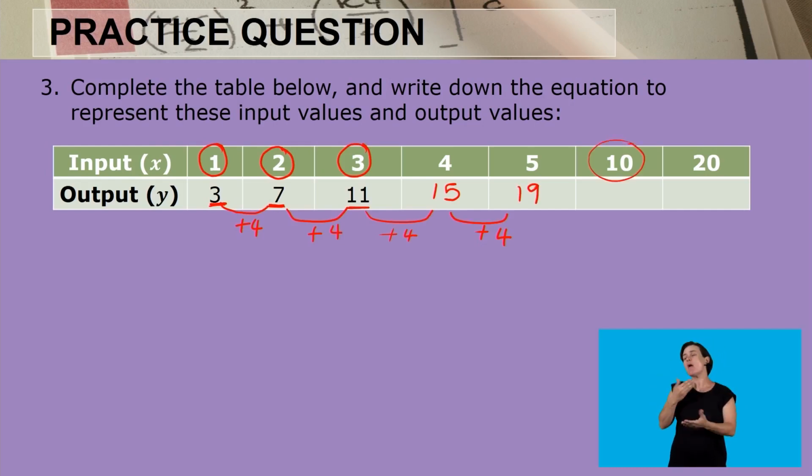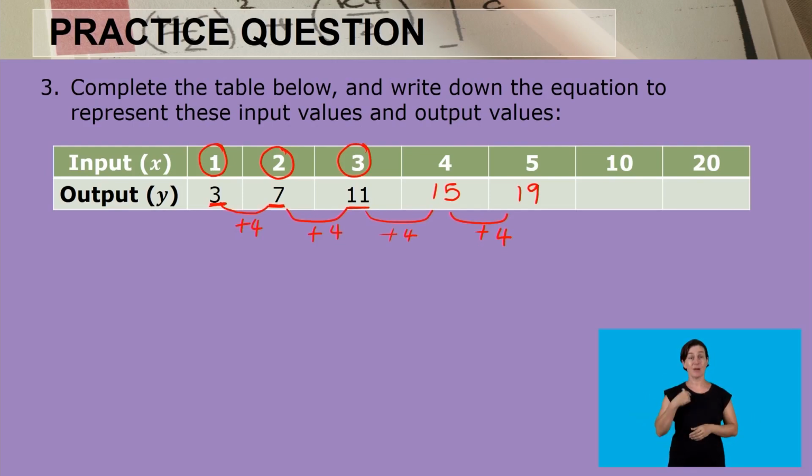Now looking at the next one there, the next input value is a 10. Can we simply just add 4 to get to that output value when the input value is 10? Absolutely not. Remember, we are talking about consecutive numbers. So we cannot simply add a 4, because after 5, we do not get a 10 on our number line, but after 5 is a 6 on our number line. So for us to know what the result was when we inserted an input value of 10, we need to find the equation or the algebraic rule to these numbers.